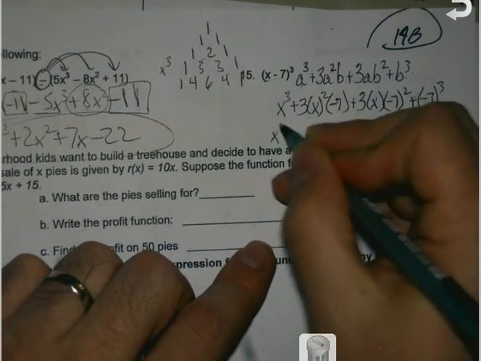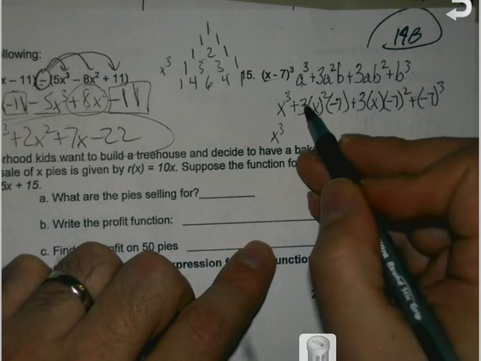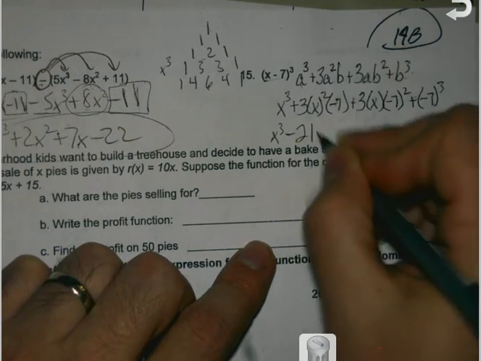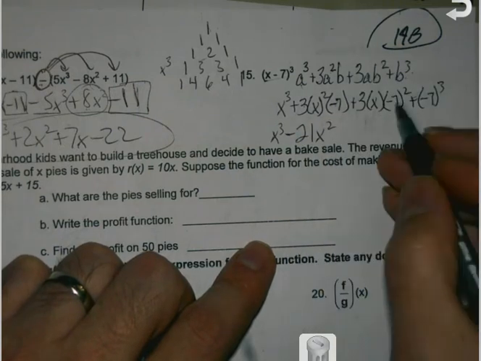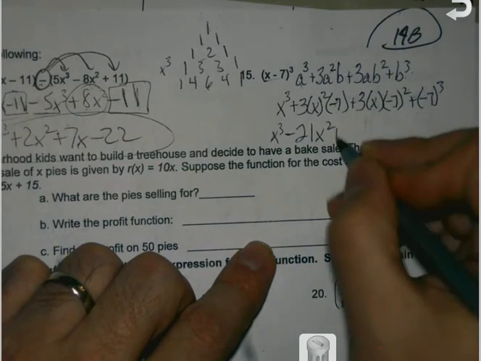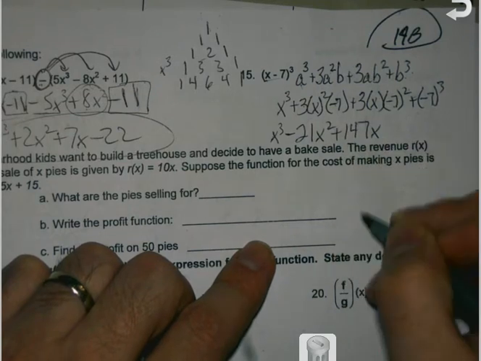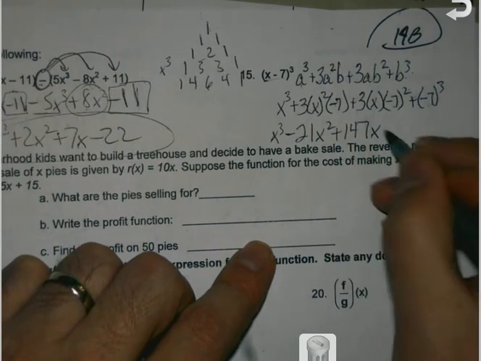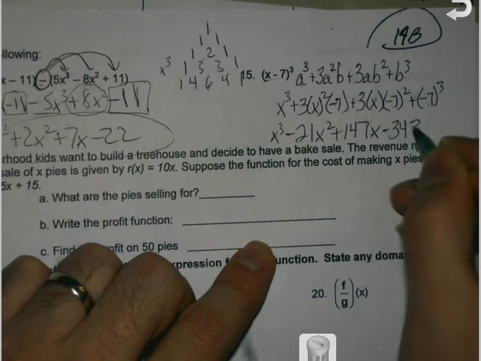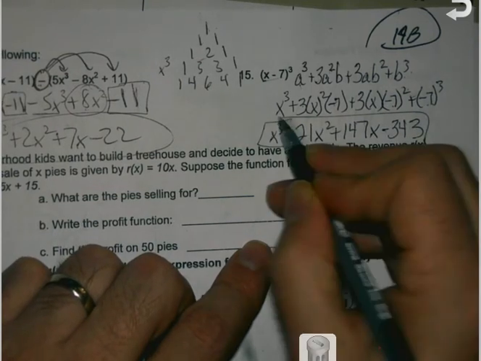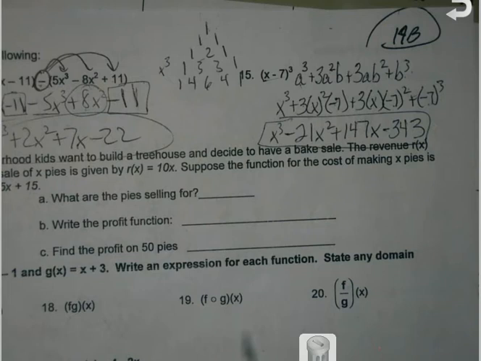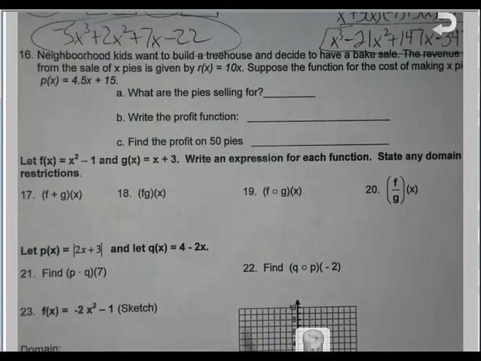And then I just simplify the different pieces. 3 times negative 7 is negative 21x squared. 49 times 3 is 147x. And negative 7 cubed is negative 343. And I'm set. Now again, if you don't know the pattern, you're going to have to multiply all that out. So just kind of think about that a little bit if you're deciding whether you really need to know Pascal's triangle or not. All right, number 16 here.